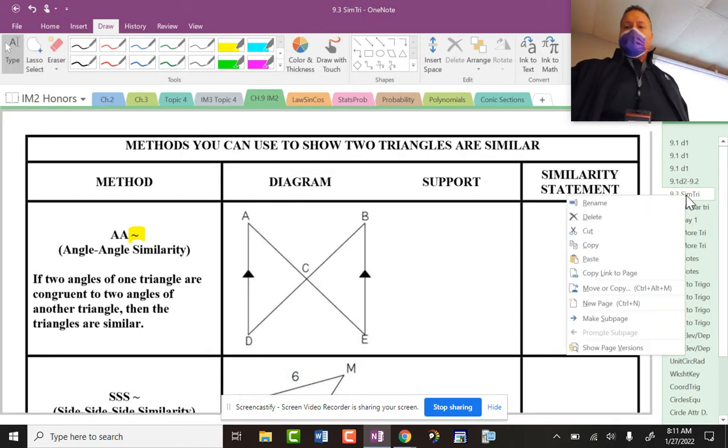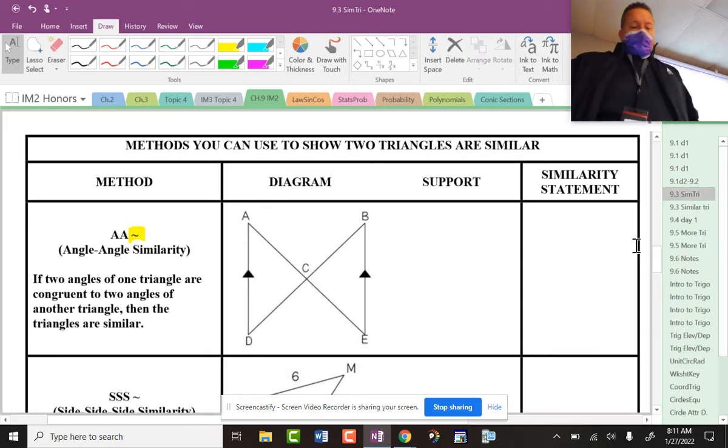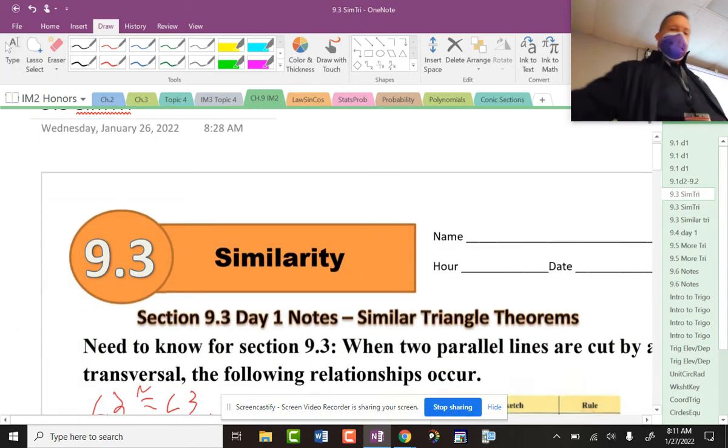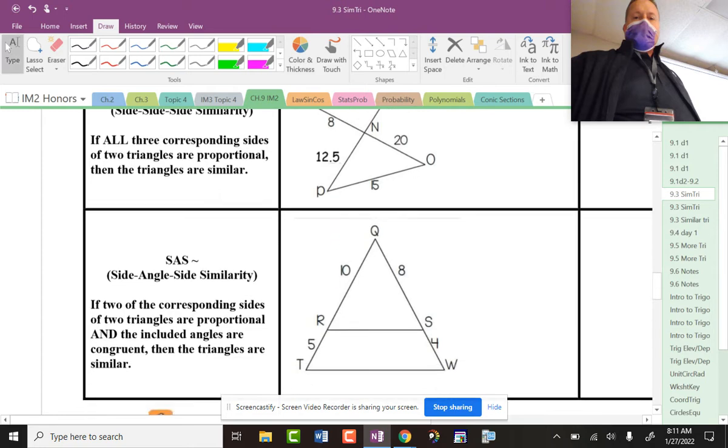Ooh, I forgot to do something here too. Let me copy and Control V. Just have my notes ready for the other class. And then it throws me back up to the top of the page.